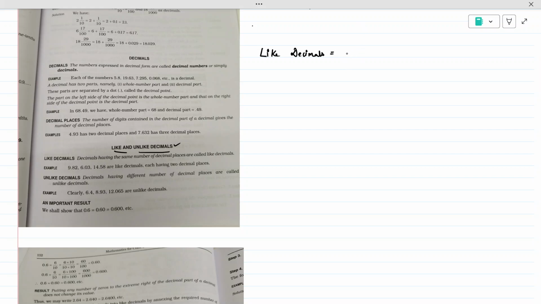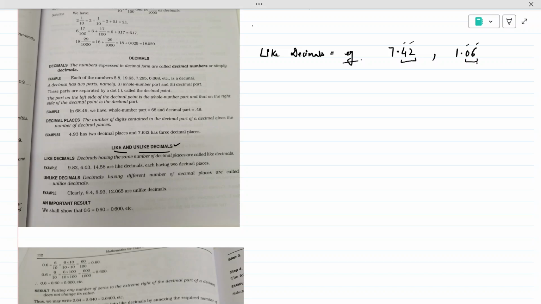Okay, for example, if I have 7.42, let's say, and 1.06, in both of these two decimal numbers, after the decimal we have two decimal places. Yeah, we have the 10th place and the 100th place here. Also here we have a 10th place and a 100th place.